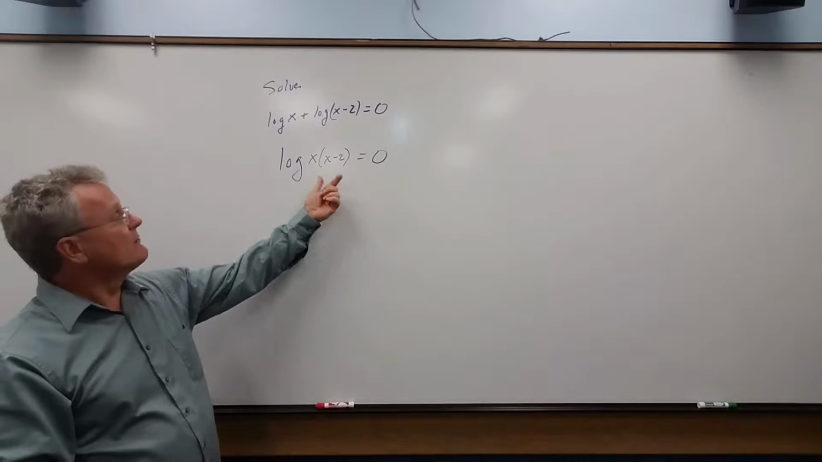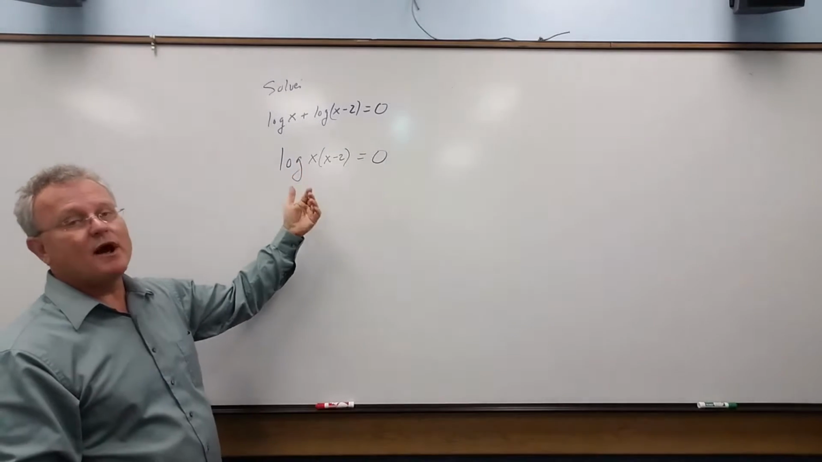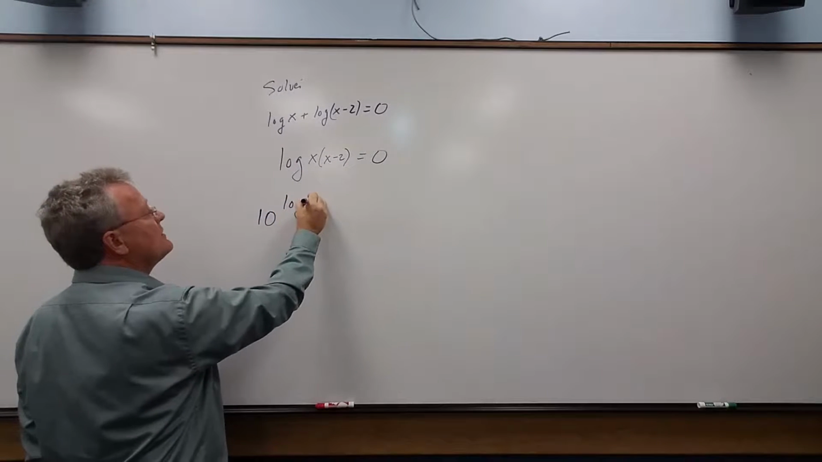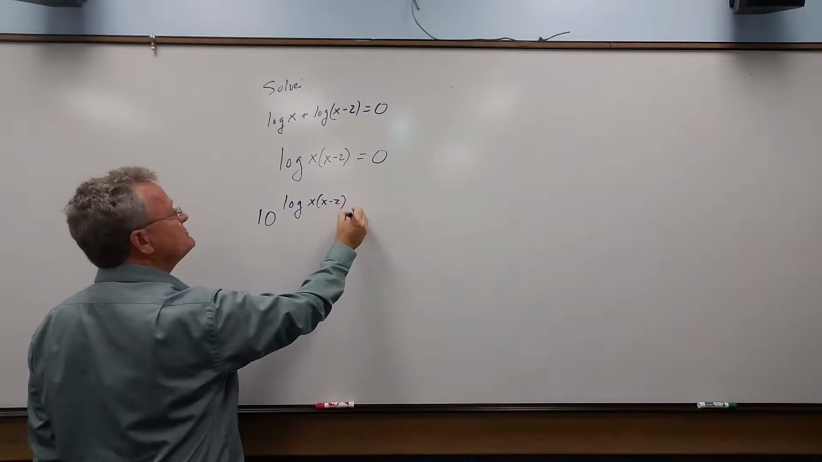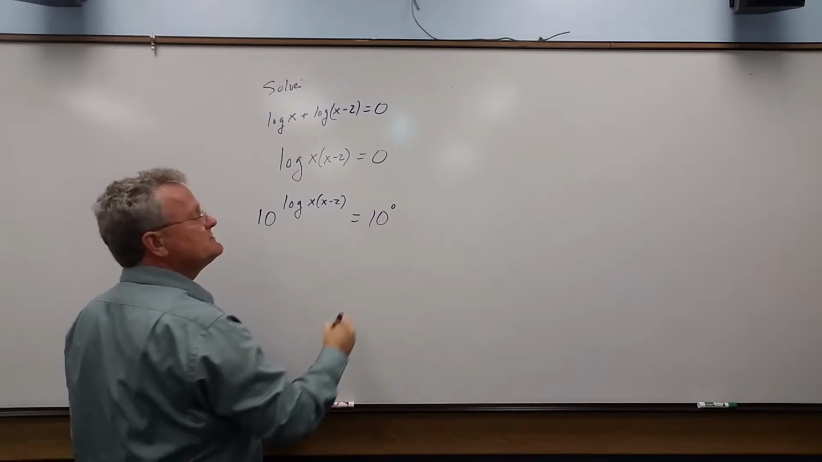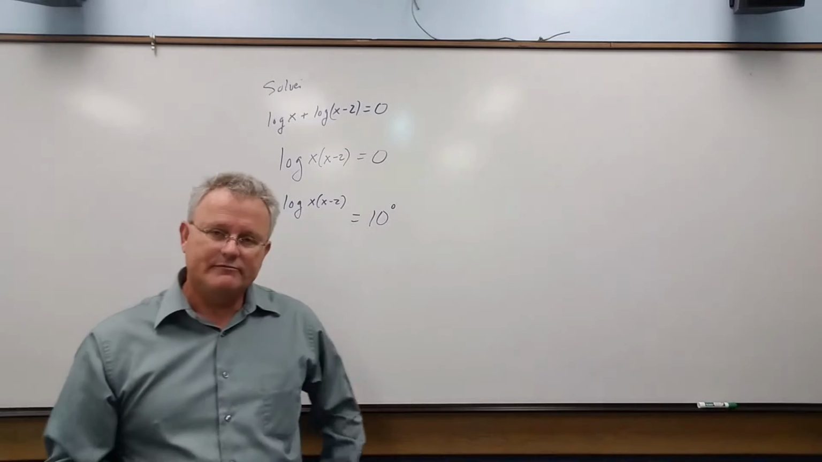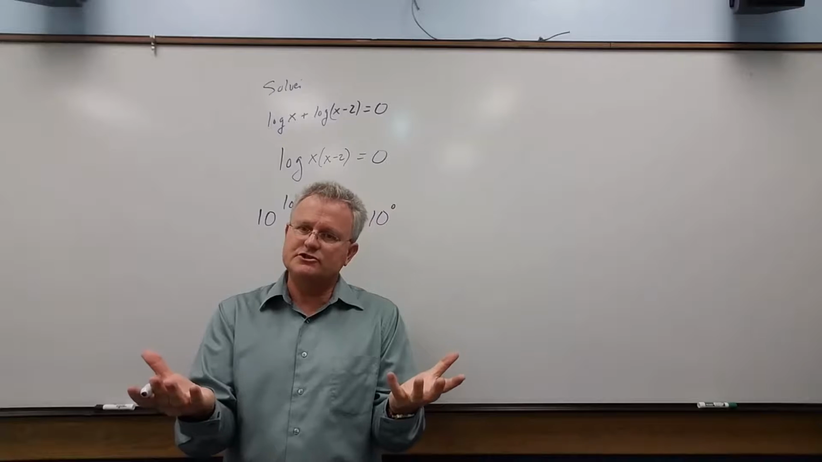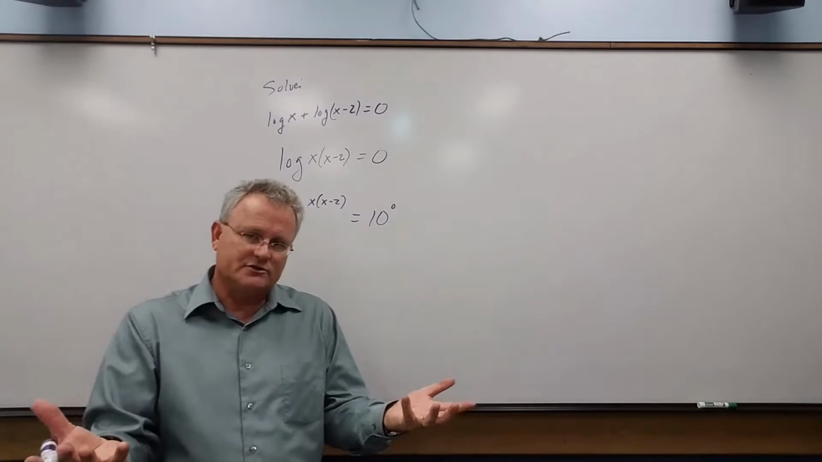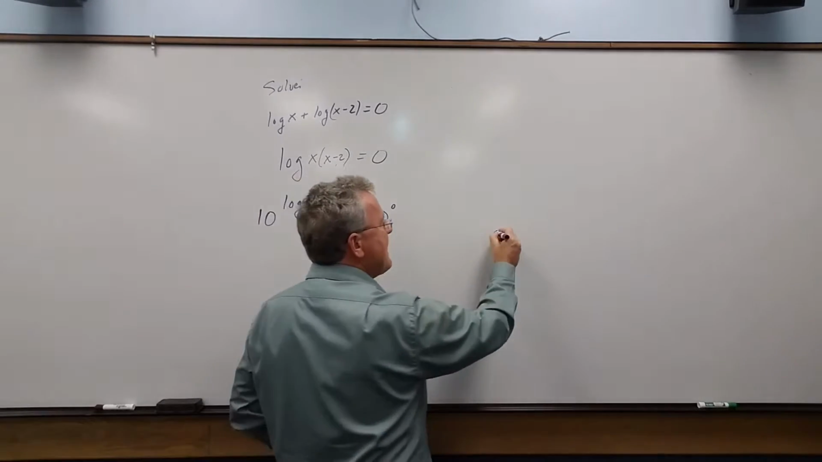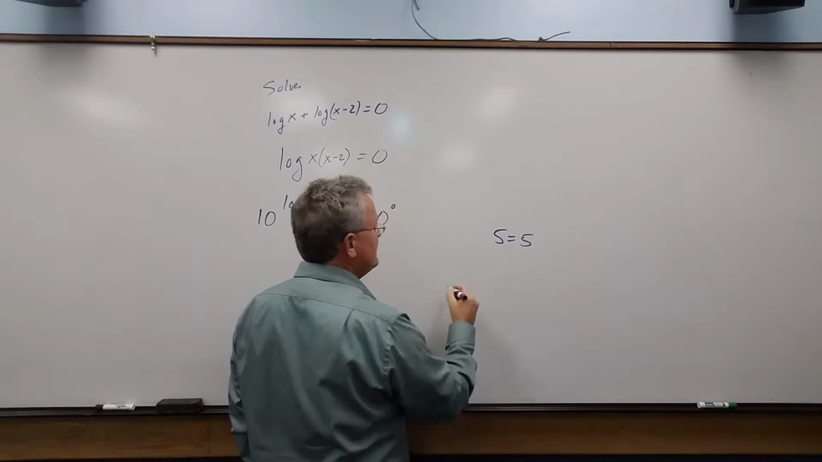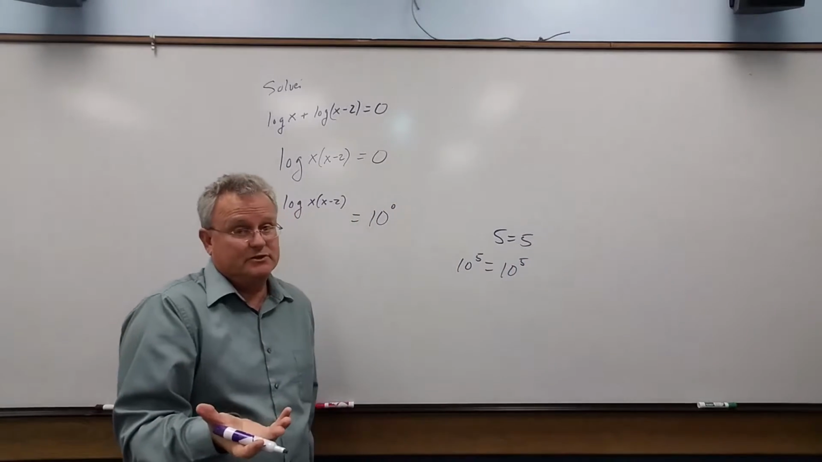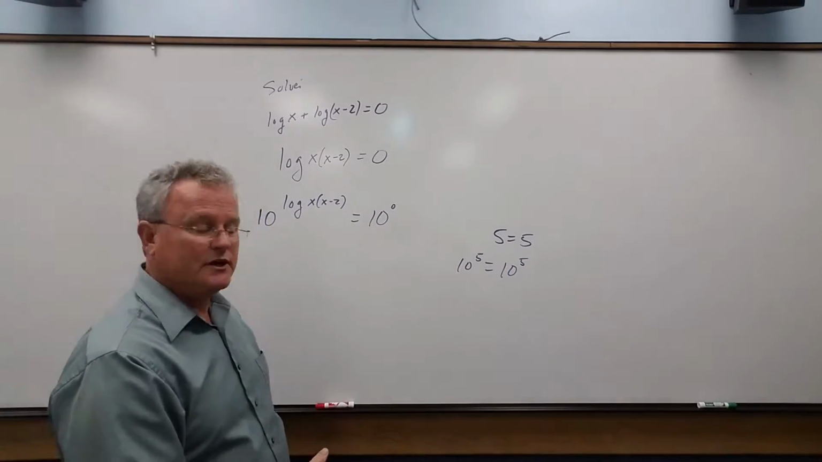Now, what do we do here? Because this is a common logarithm, we want to do 10 raised to both sides. So 10 raised to the log of x times x minus 2 equals 10 raised to the 0 power. Again, we want to drive home that in an equation you can do anything to both sides, as long as you do it to both sides, the end result's going to be true. I mean, if you have 5 equals 5, then 10 raised to the 5th equals 10 raised to the 5th. That's going to be true, yeah? So that's all we're doing here.